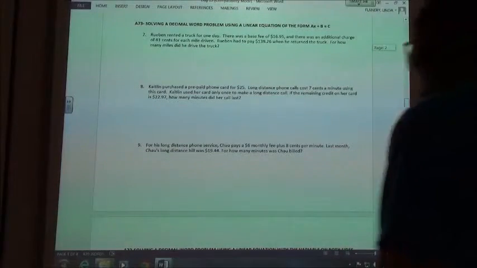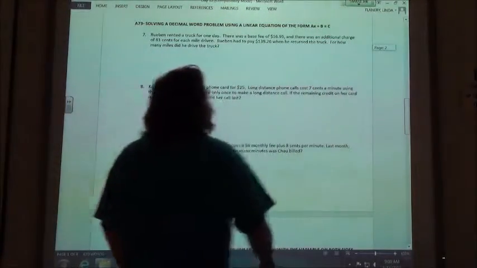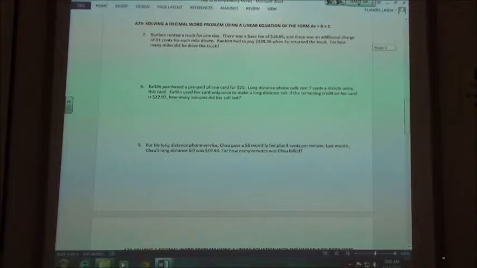The next ones are solving decimal word problems using a linear equation in the form of ax plus b equals c. In other words, they want you to write an equation and solve it. It says Reuben rented a truck for 1 day. There was a base fee of $16.95. There was an additional charge of 81 cents for each mile driven.